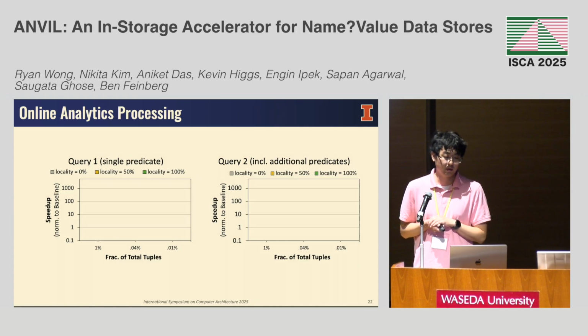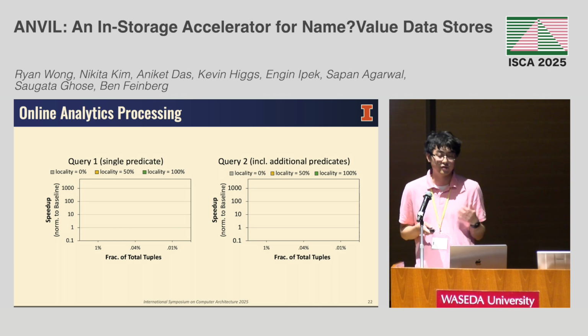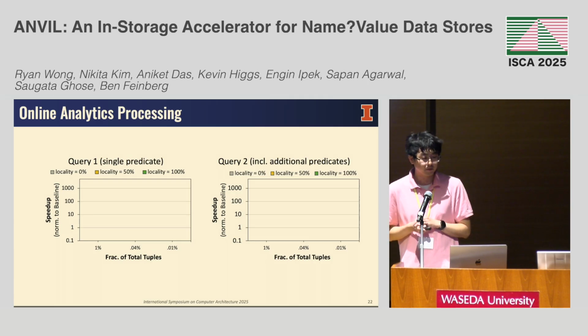We examine the locality, which corresponds to how many data elements exist on the NAND flash page that we retrieve. So a locality of 0% means that we must execute a read request for every tuple, whereas a locality of 100% means that we can fit multiple data elements on the same NAND flash page.